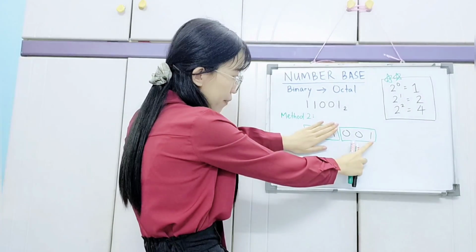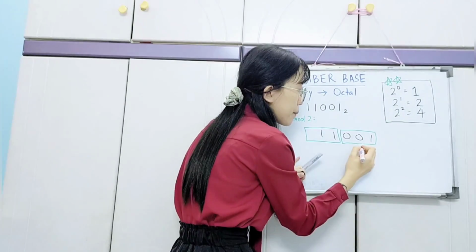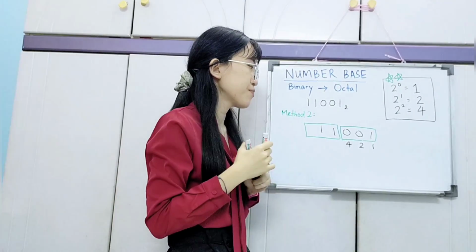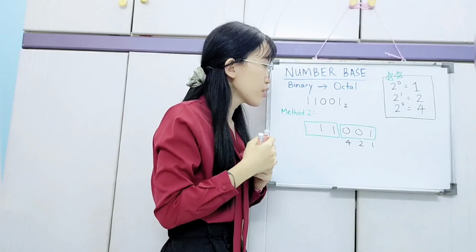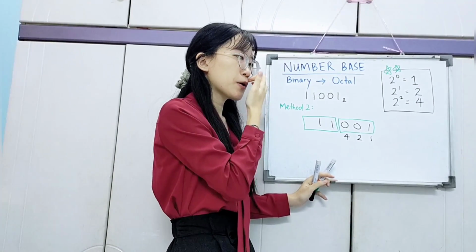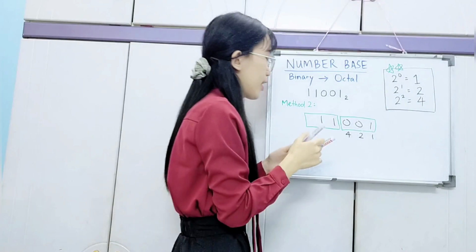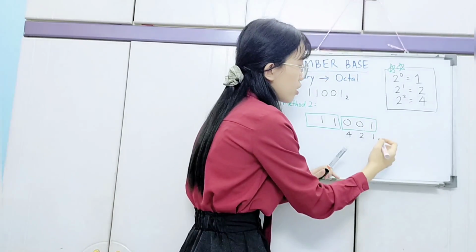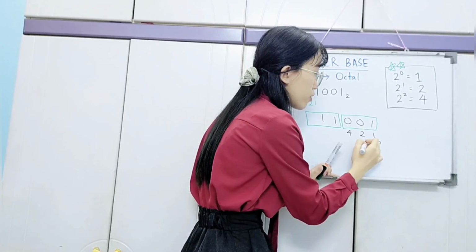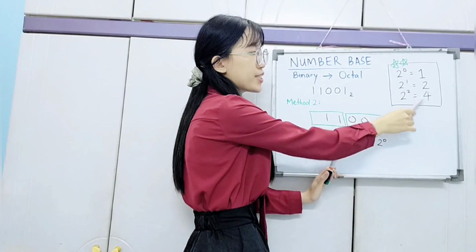The first number has a value of 1, the second we multiply by 2, and the third we multiply by 4. Here students might ask, teacher, why do we need to multiply the numbers by 1, 2, and 4? What is the concept? Listen properly. The concept is the same as method 1. How do we get the number 1? 2 to the power of 0, and 2 we get from 2 to the power of 1, and 4 we get from 2 squared. So the concept is here.